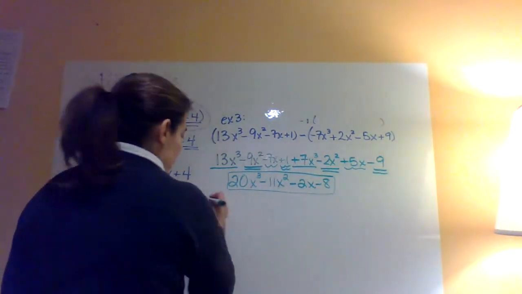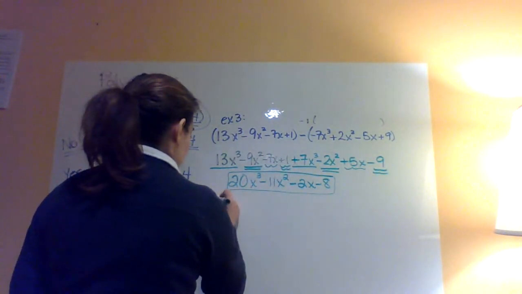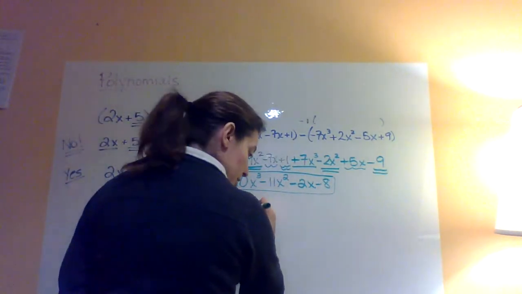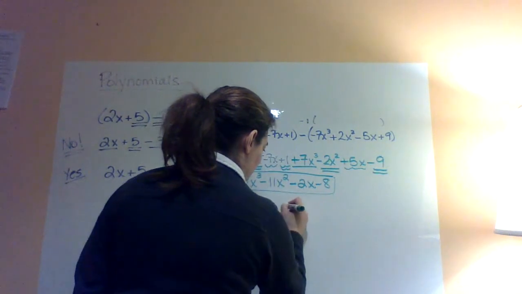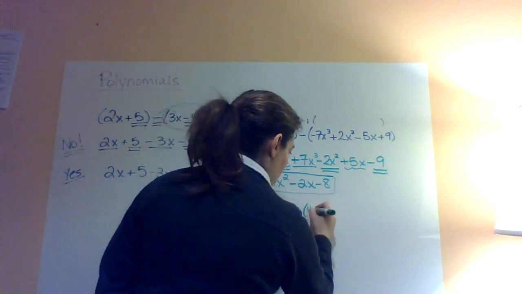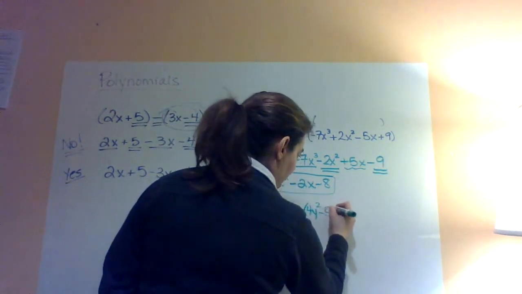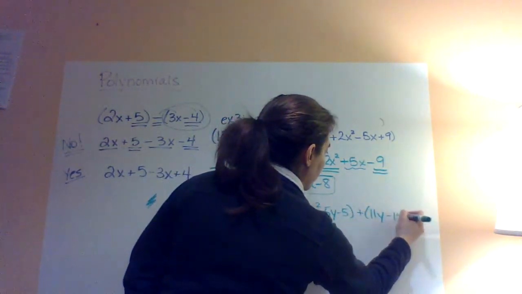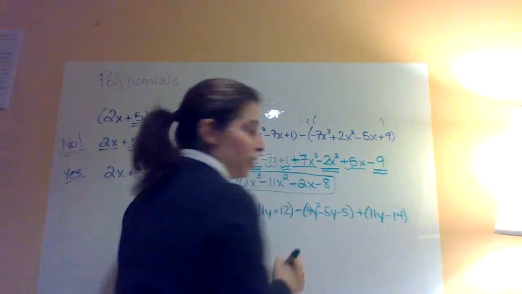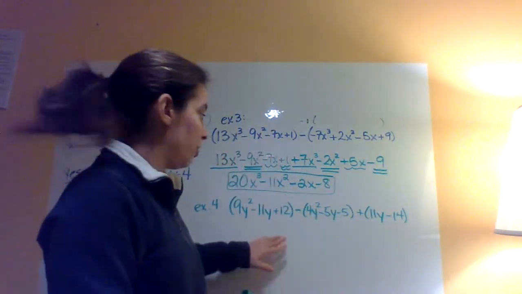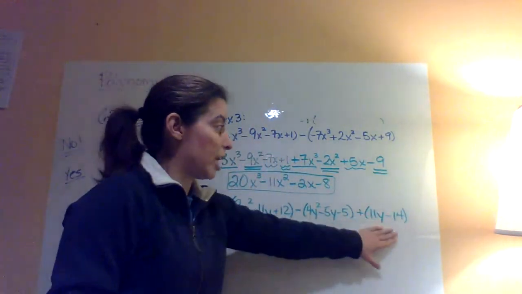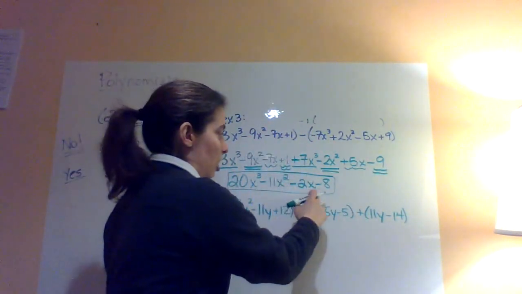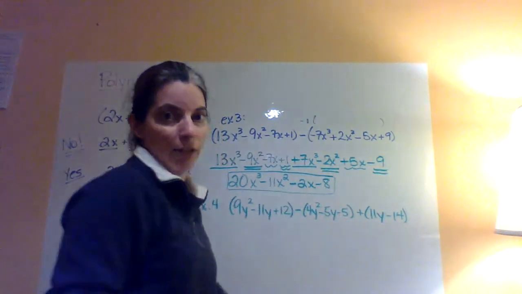All right, so the next one has subtraction and addition in it. So we have 9y squared minus 11y plus 12 minus 4y squared minus 5y minus 5 plus 11y minus 14. Now, when I distribute this negative through, it only has to go through this part, right? This part is not being subtracted. These parentheses are kind of like a fence. So this goes all the way till the end of this parentheses, but not any further.